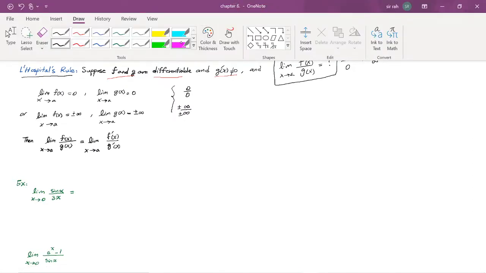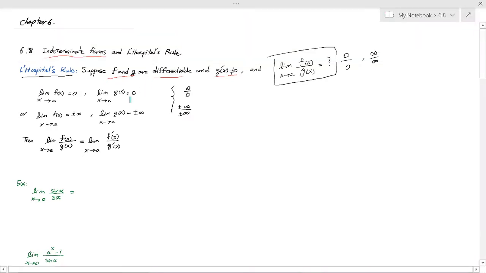So what is this rule? Let me highlight the important part. Let's assume the limit of the function f and the limit of the function g is 0. This means we're dealing with the first case, 0 over 0, which is one of the indeterminate forms. Then the limit of the function f divided by g is going to be exactly the same as the limit of their derivatives divided by each other. This is one of the perks of the L'Hopital rule.